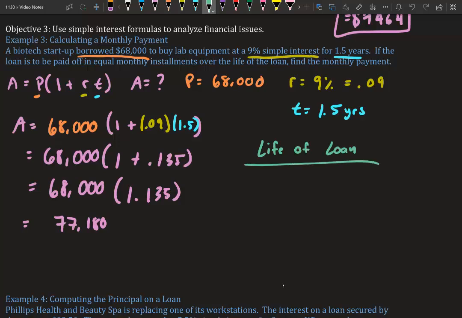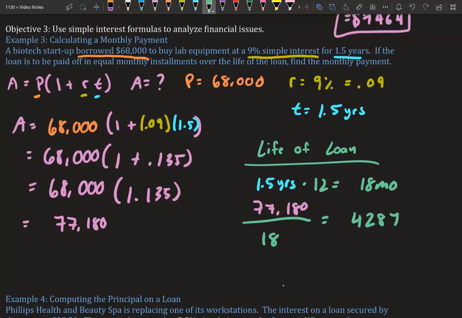So the life of the loan is 1.5 years. So 1.5 years, let's figure that in months. So we times 12 to get our months, that's 18 months. So 1.5 years is 18 months. So if we're paying $77,180 and we're paying it for 18 months, they're paying $4,287.78 back every month.